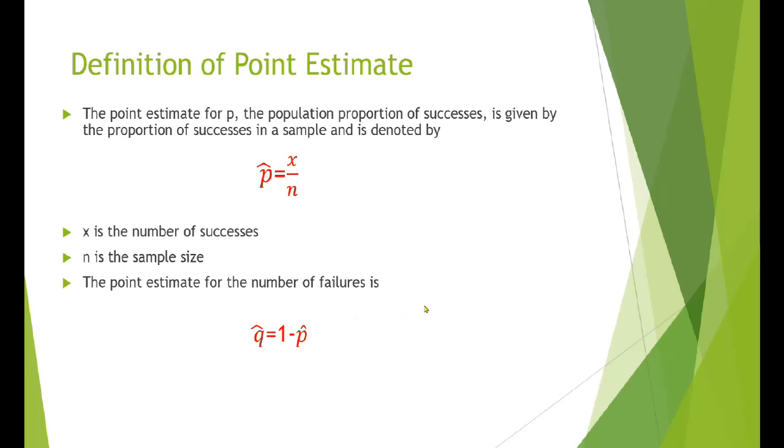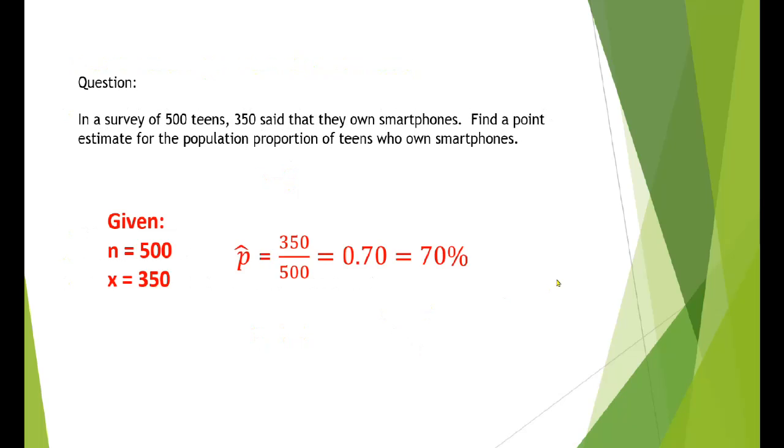And of course, the opposite of p hat would be q hat, which is the estimate for the proportion of failures, and that would be 1 minus p hat. So we're surveying 500 teens, and 350 of them say they own smartphones. We want to find a point estimate for the population proportion of teens who own smartphones, and that will be given by 350 over 500, 70%. So p hat is 70%.